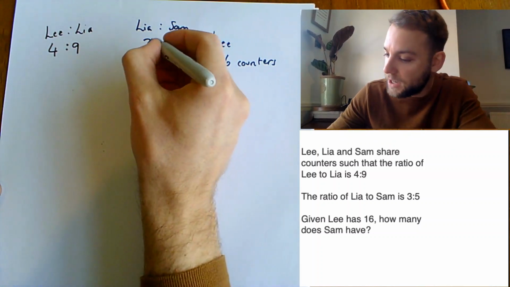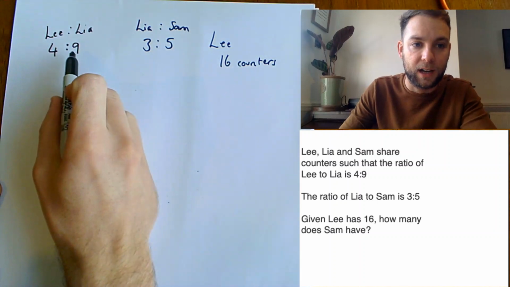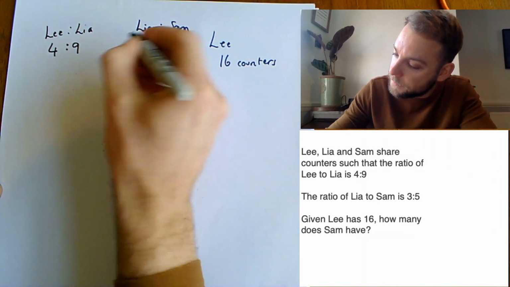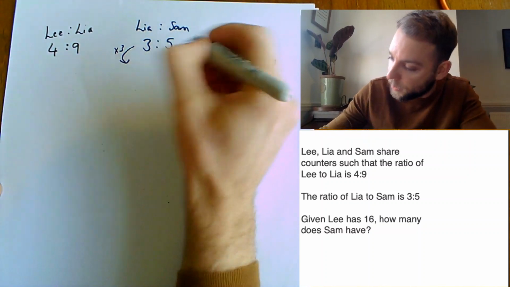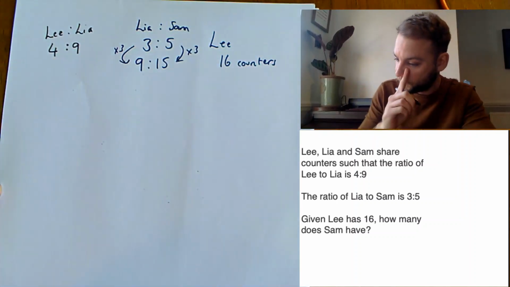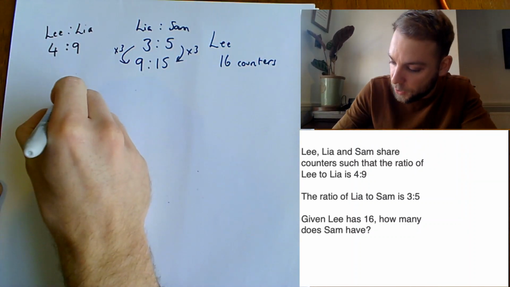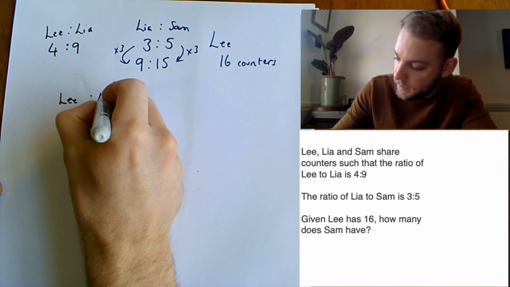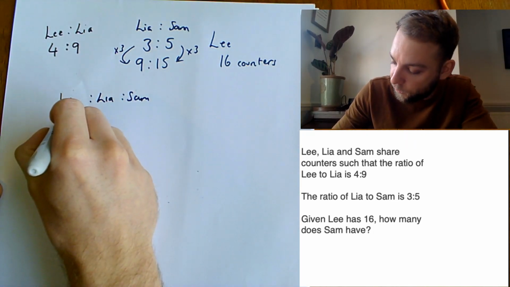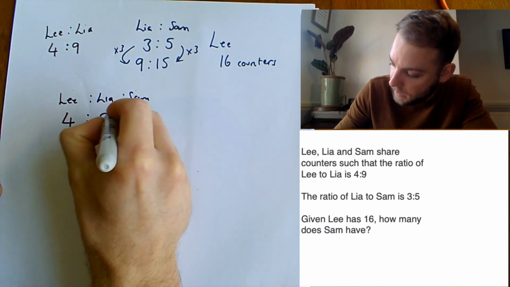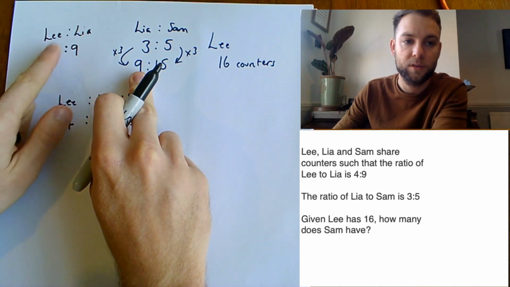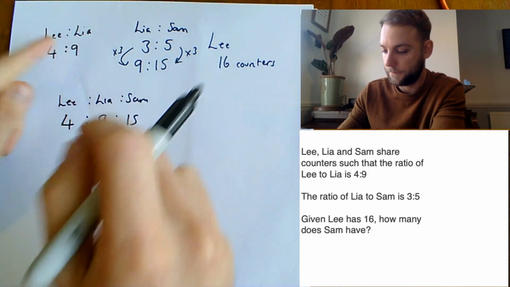So the way I'm changing this one is the lowest common multiple of 3 and 9 is 9. So I can times this one by 3, times this one by 3, which gives me 9 to 15. So then I can write my ratio of Lee, Leah and Sam is 4 to 9 to 15, because these are now the same.